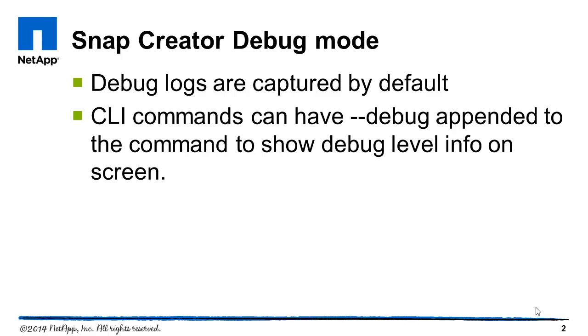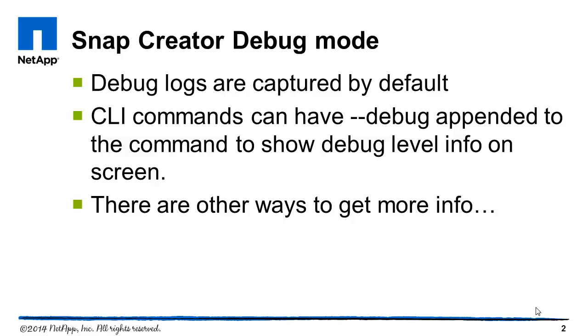If you run Snap Creator via the command line, you can append --debug to the command to show the debug level information on screen. The information is still in the log file. This just allows you to see it real time. But there are other ways to get even more information.